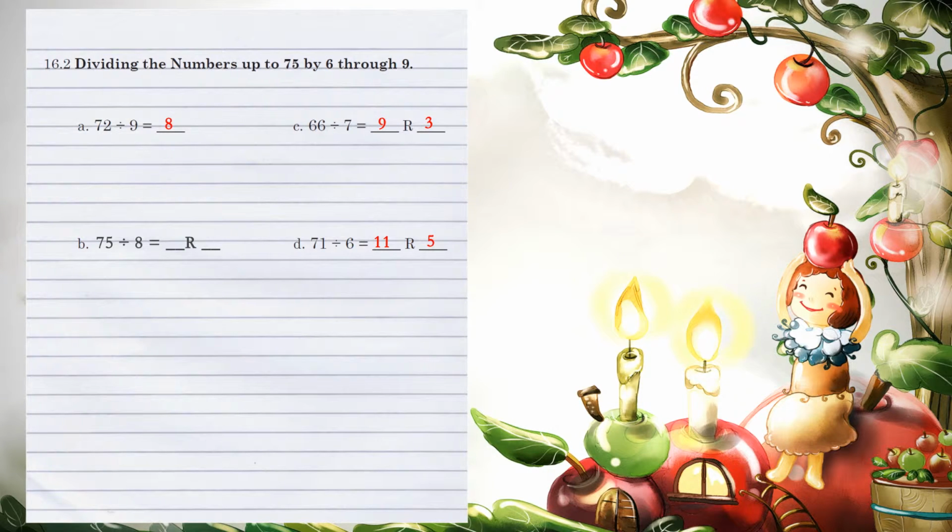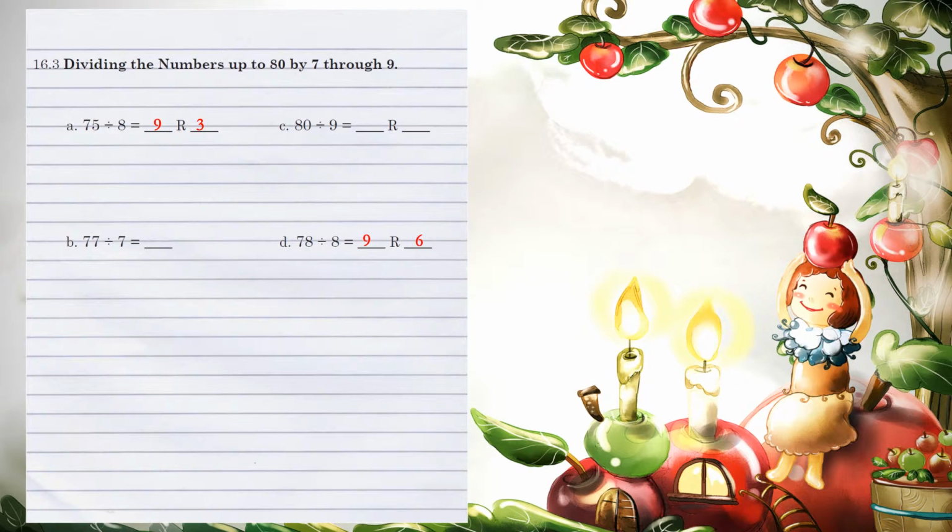Example B. 75 divided by 8 equals what? Again, we have to think about our multiplication facts and say what number multiplied times 8 is closest to 75 without going over. That would be 9. 9 times 8 is 72. When I take 72 away from 75, I have a remainder of 3.